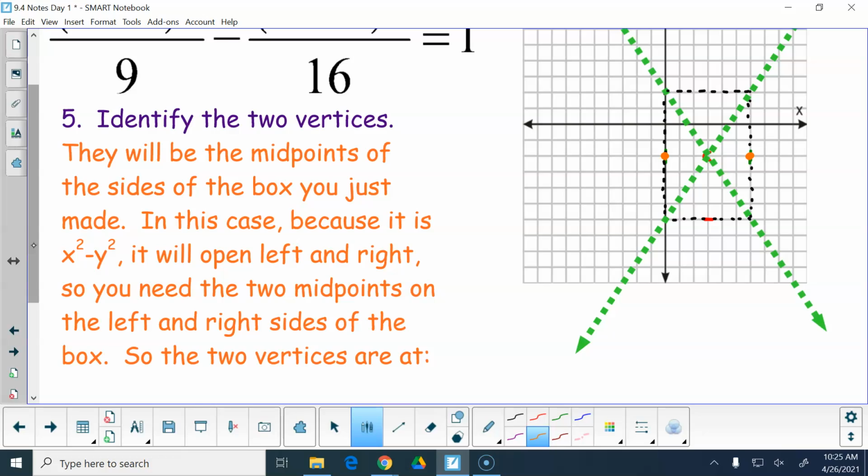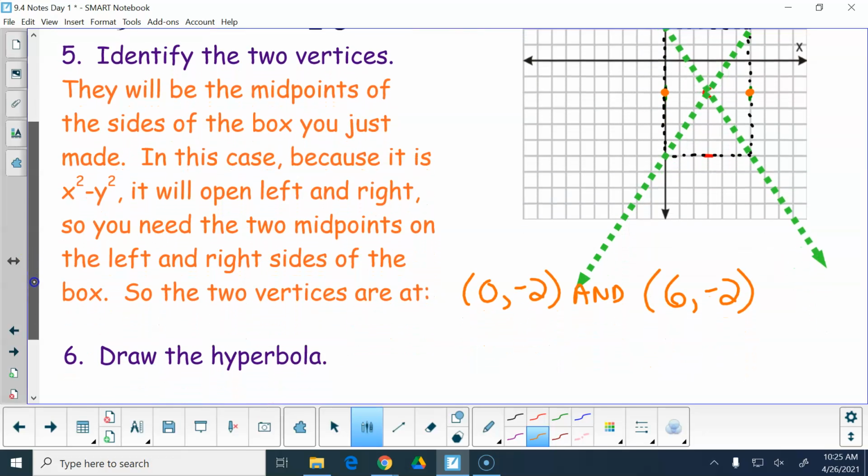So the two vertices here are at 0, negative 2 and 6, negative 2. Those will also be two of the things that I will ask for in a hyperbola. So far we've got center, two asymptotes, two vertices. So far we're up to 5.